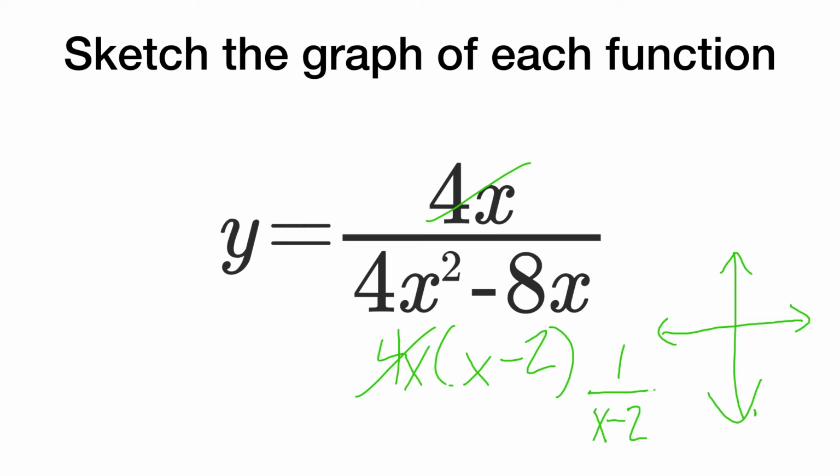So let's change that color. So I know that there is a vertical asymptote there, and that my graph will basically just look like that. Now the only thing that I have to deal with here is my other point, which is my removable discontinuity. And so 4x equals 0, that means x equals 0 right there.